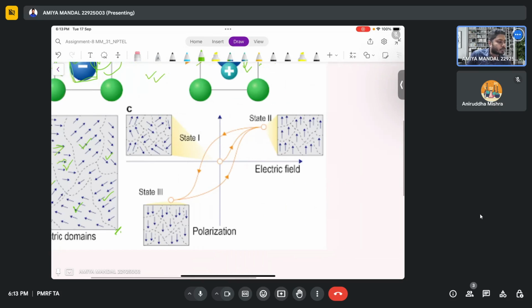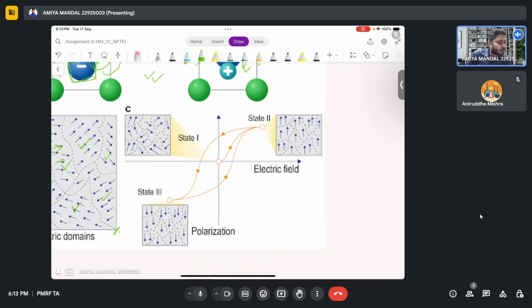Now, when an electric field is applied on a ferroelectric material, how does polarization change? Polarization changes in this manner, where you can see it is going into this saturation state, then it is going into this state. You already know about this. So this is state 2, where you can see this is the monodomain state.